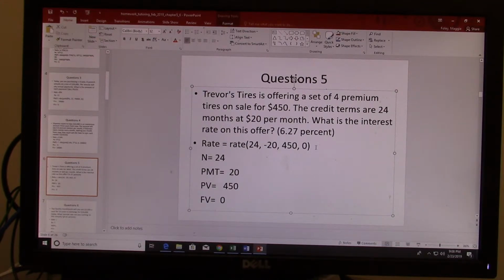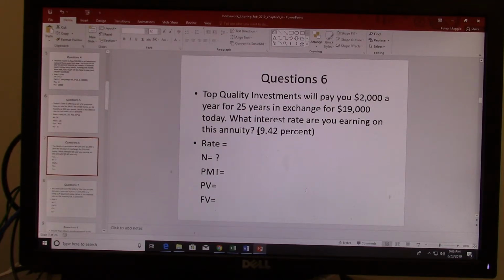So if you type these in Excel, you should get the answer. No, you won't get this answer. Remember, this is a monthly payment. So what you got should be the monthly interest rate. Since the question is asking you for the annual interest rate, what is the interest rate on this offer? Always the credit card company will give you the annual interest rate. So what you got is the monthly interest rate. So remember, multiply by 12, and then you should get 6.27%. Okay, so this is this question. Number 6.